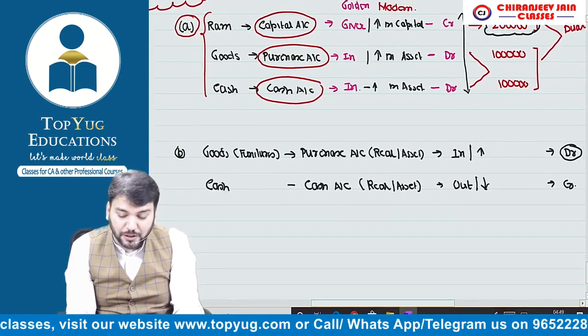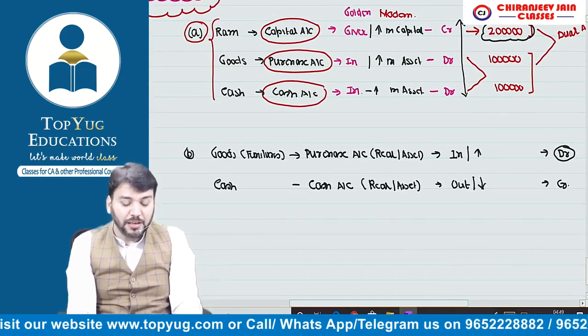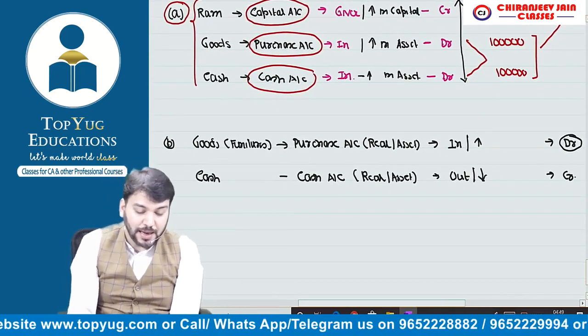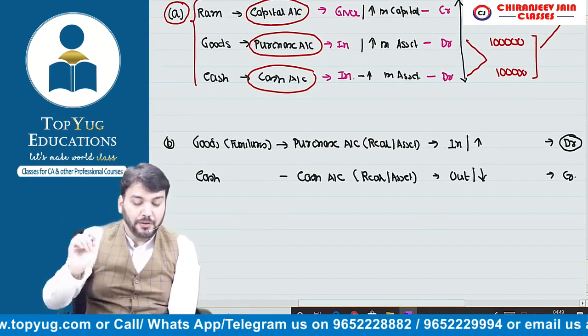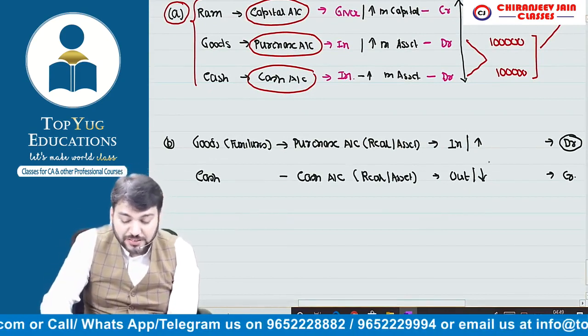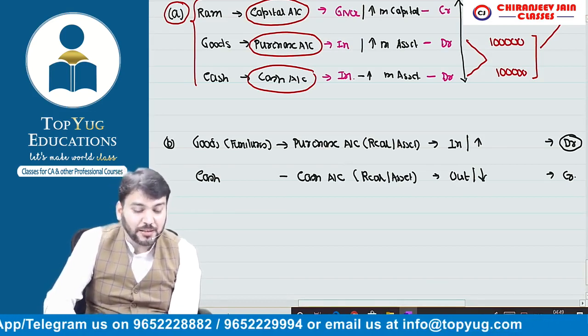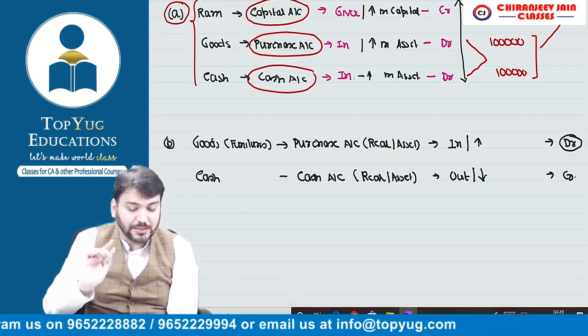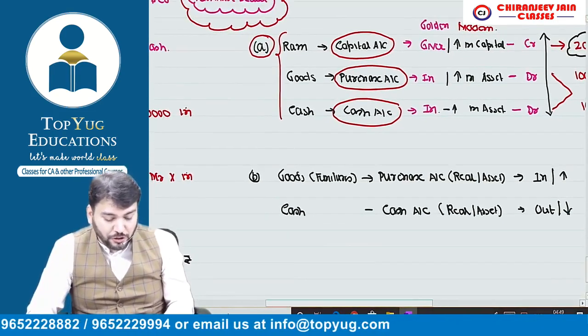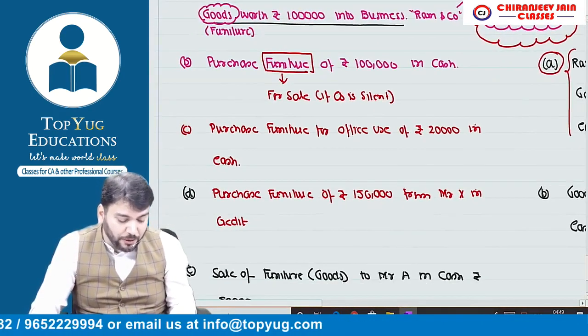I think in point number B, no doubt. Bolo. Have you understood this point? Correct. So purchase account debit to cash. We write down purchase account debit to cash. I think in this no doubt. No doubt, sir. So point number B भी हो गया.